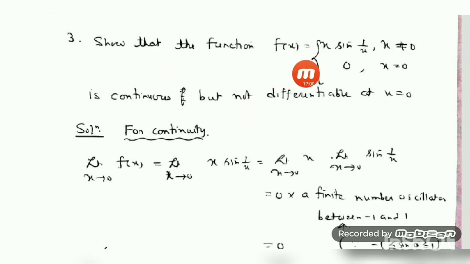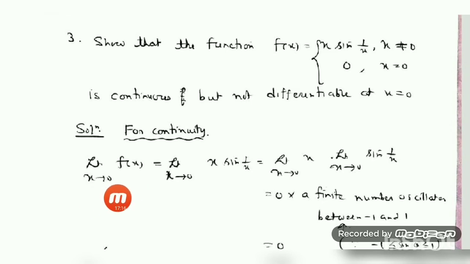Show that the function f(x) equals x into sine of 1 by x, for x not equal to 0, and is defined by 0 for x equal to 0, is continuous but not differentiable. So at the point x equal to 0, let us first take the continuity.